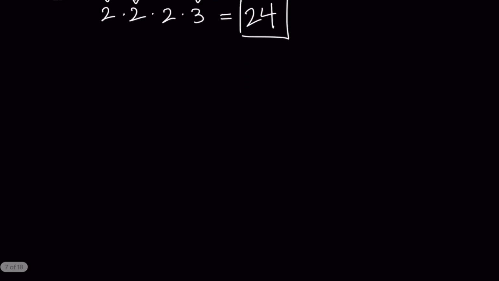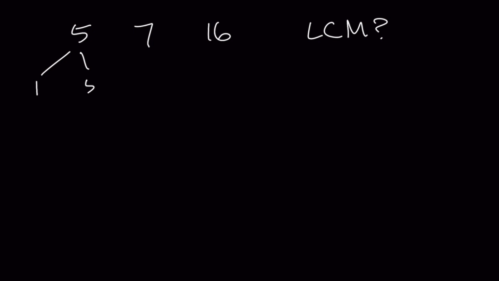Let's try another example. What if we had 3 numbers, let's say 5, 7, and 16. What is the LCM of these 3 numbers? We're going to want to follow a similar process. So the first step is to list out the prime factors. In this case, 5 is prime, so we just use 5. 7 is also prime. We can ignore the 1s because 1 times any number is just that number.